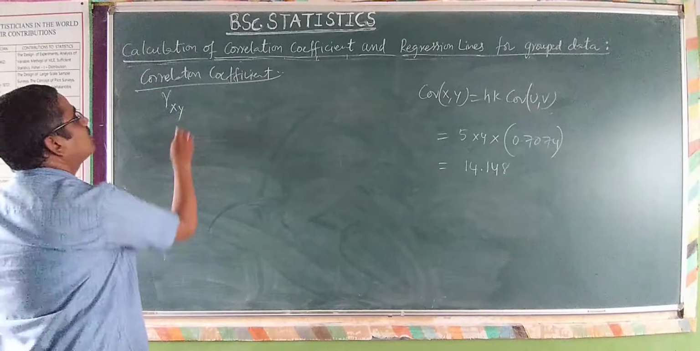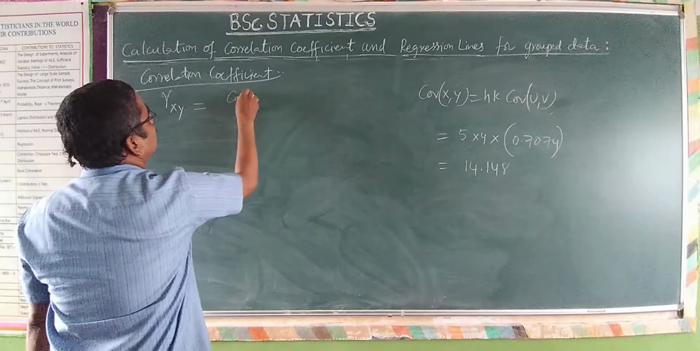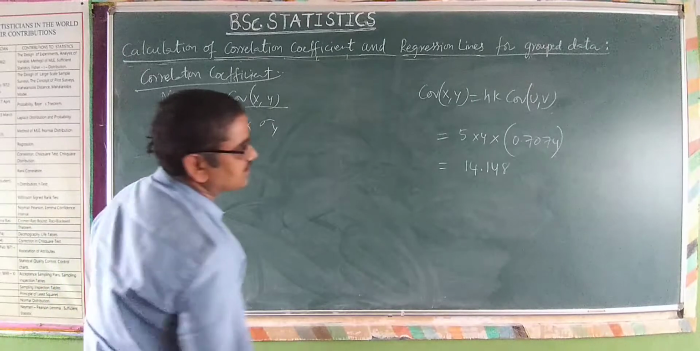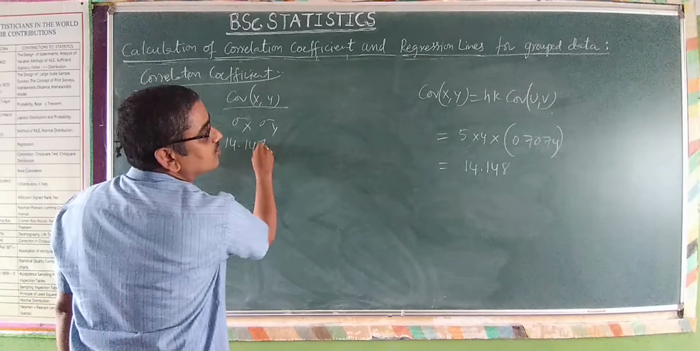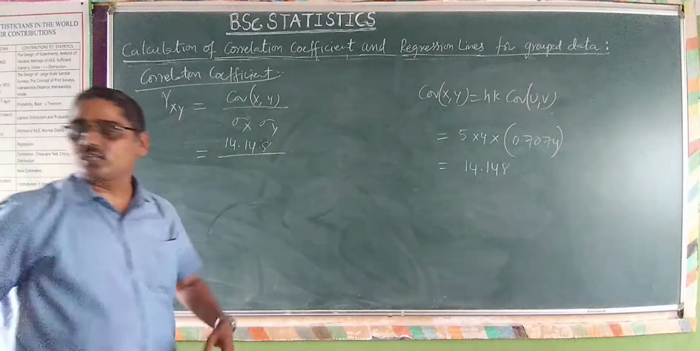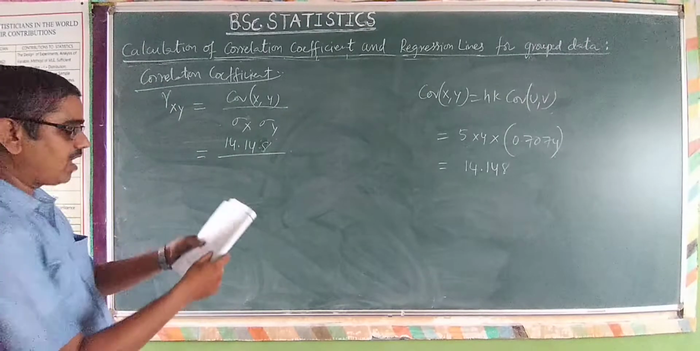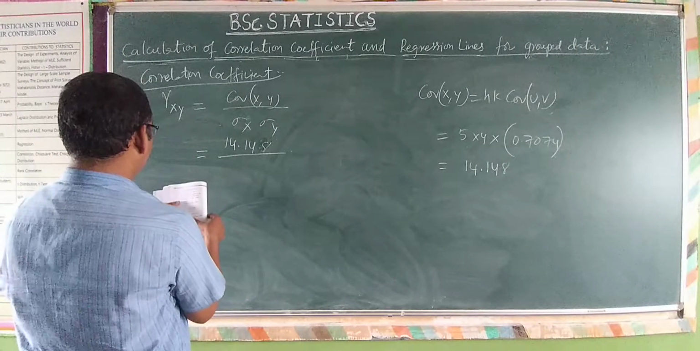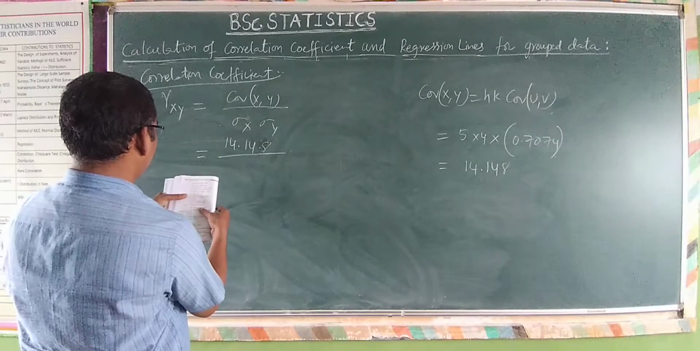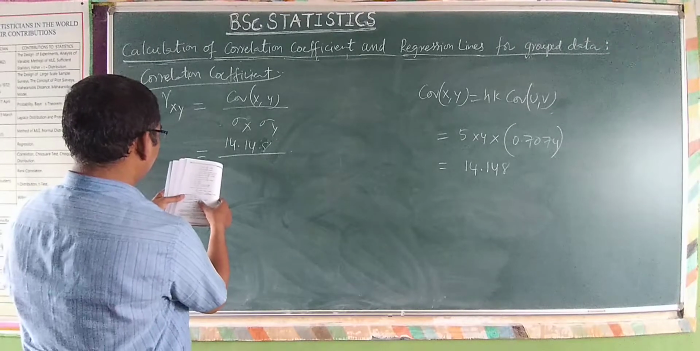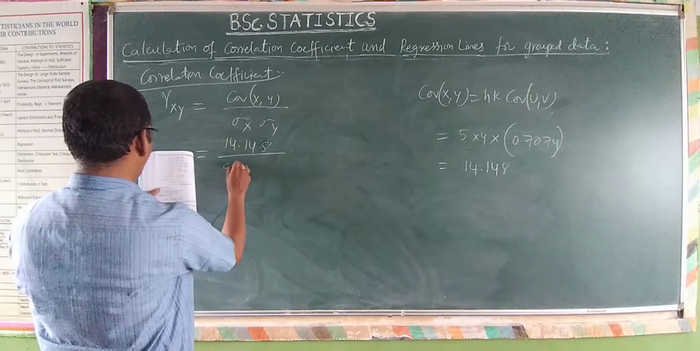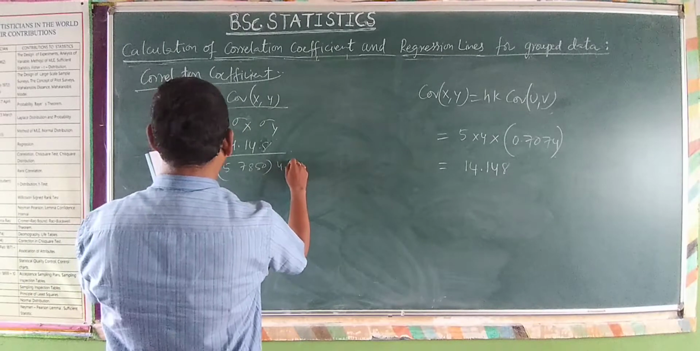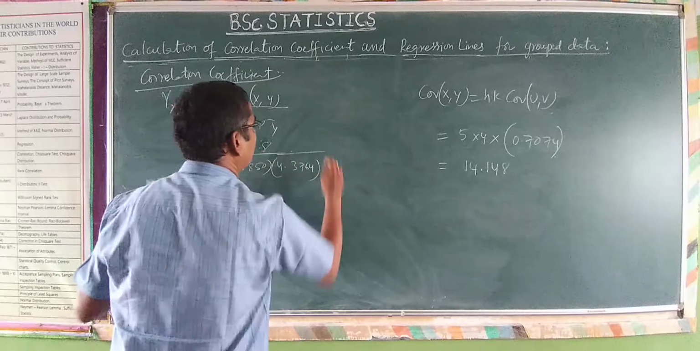What is the correlation coefficient? rxy is equal to covariance of x comma y divided by sigma x sigma y. What is covariance of xy? 14.147 divided by sigma x and sigma y. I substitute the values. Sigma x value is 5.7850 multiplied by sigma y, which is 4.3764. These are the values we have obtained.